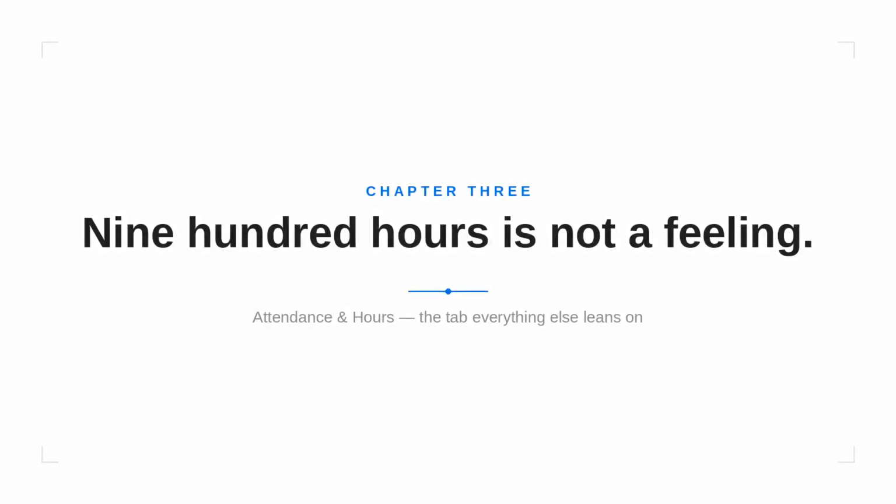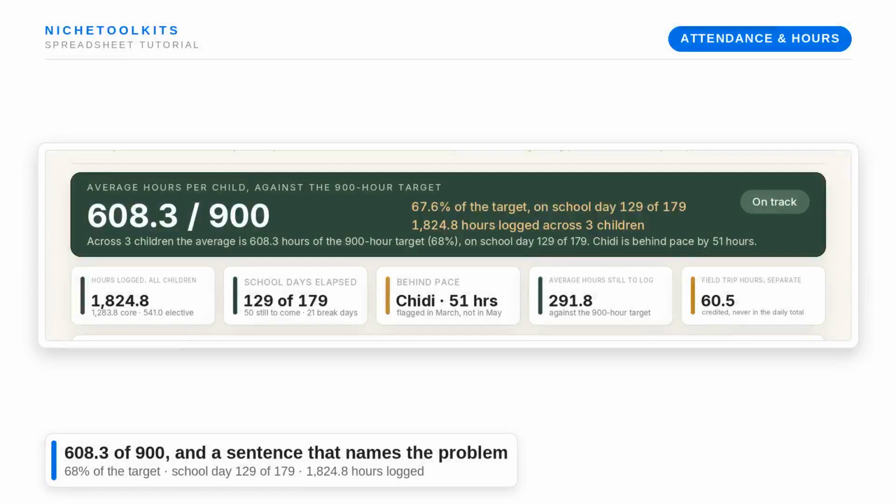Chapter 3. Attendance and hours, the tab everything else leans on. The headline is an average, not a guess. Across 3 children, the average is 608.3 hours against the 900-hour target. 68%. On school day 129 of 179.